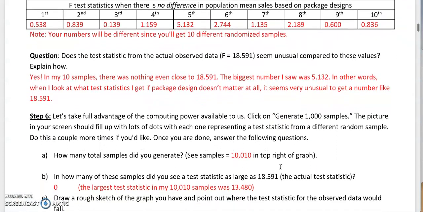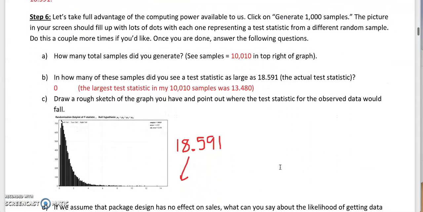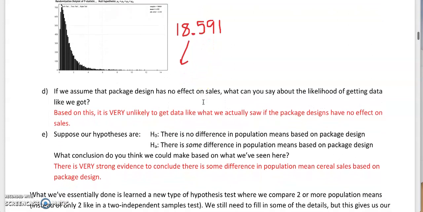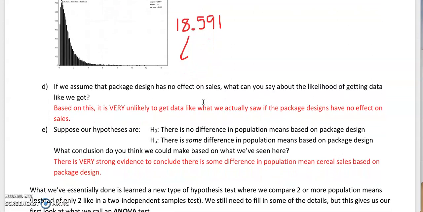And again, when I did this earlier, I actually did this 10,010 times. And there was not a single time out of those 10,010 where my test statistic was as large as 18.591. Now again, remember that these were all generated pretending that package design doesn't matter. And when that happens, this is a really unusual number. Everything else looks very different. So if we assume the package design has no effect, what actually happened when they did this experiment was very, very, very unlikely.